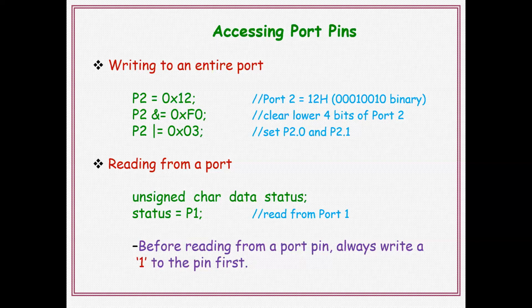And how to read from a port? For example, unsigned char data status. Status is a variable with unsigned character type, and the memory declaration is data memory. So status equal to port 1. Whatever the status of port 1, that is copied into the status variable.